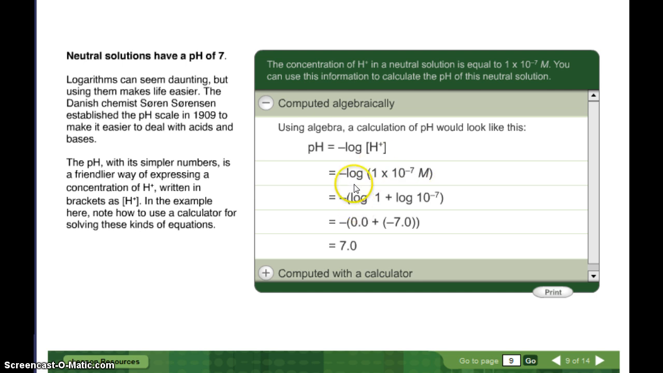If you want to break it down, you distribute the log, keeping the negative out front. So now I have negative 1 times the quantity of log 1 plus log 10 to the negative 7th. Okay? If you put log 1 in your calculator, your answer is going to be 0. If you put log 10 to the negative 7th in your calculator, your answer is negative 7, and your final answer is 7.